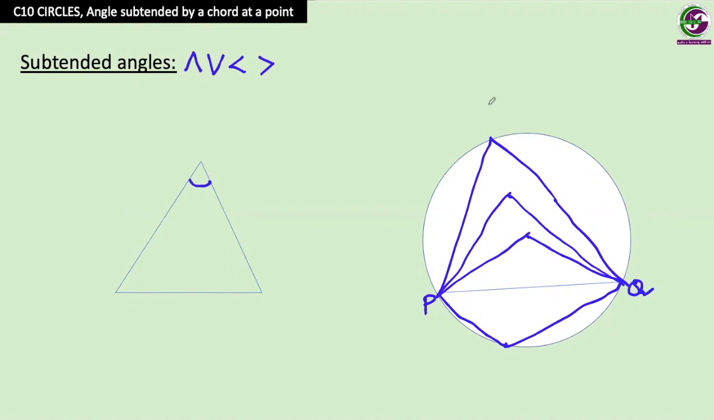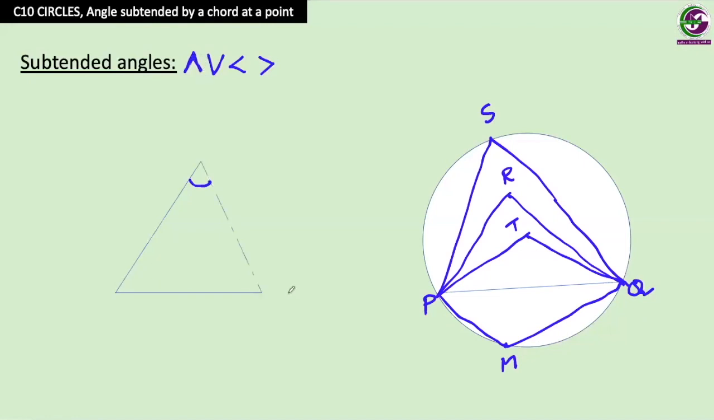For example, angle PSQ is a subtended angle. Angle PRQ is a subtended angle. Angle PTQ is a subtended angle. Angle PMQ is also a subtended angle. So what is the meaning of subtended? An angle which is facing the given line segment.